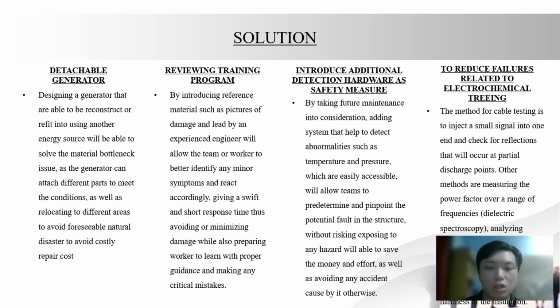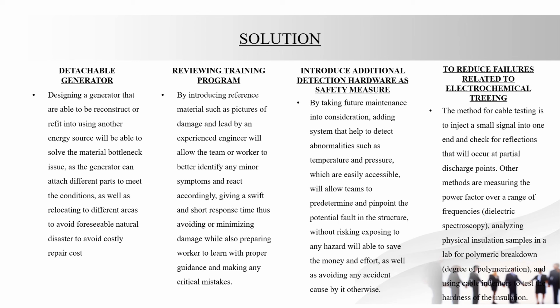will allow teams to predetermine and pinpoint the potential fault inside the structure. For the solution of failure related to electrochemical treeing, the method for cable testing is to inject a small signal into one end and check for reflection that will occur at the partial discharge point. Other methods are measuring the power factor over a range of frequency, dielectric spectroscopy, analyzing a physical insulation sample in a lab for dielectric breakdown and degree of polymerization, and using a cable indenter to test the hardness of insulation.